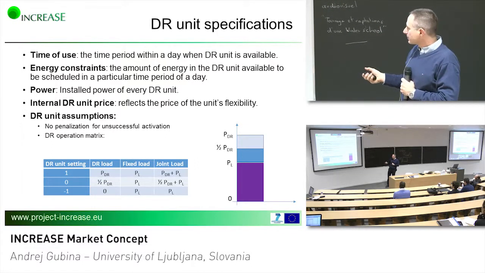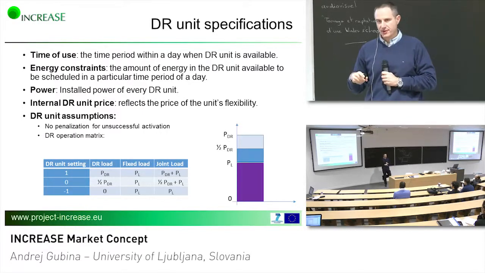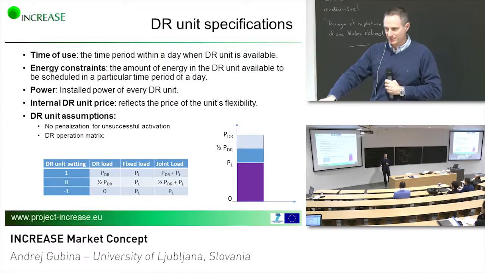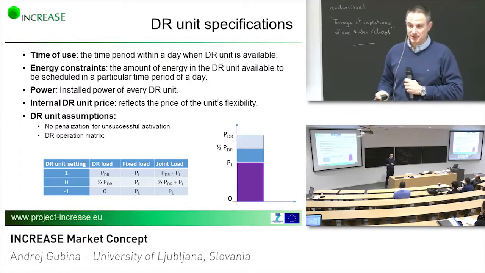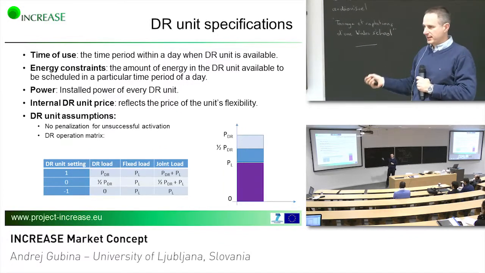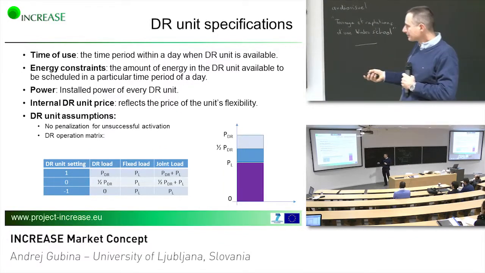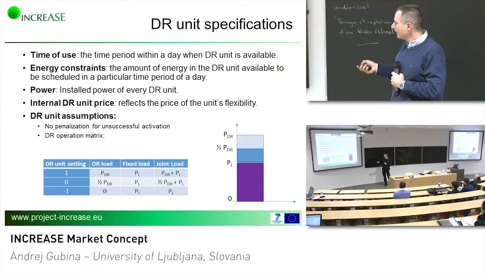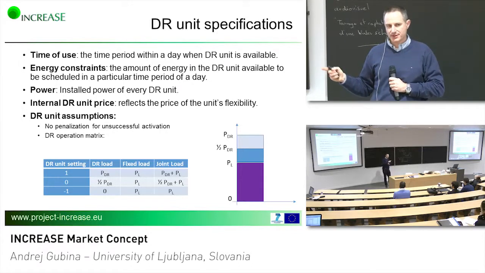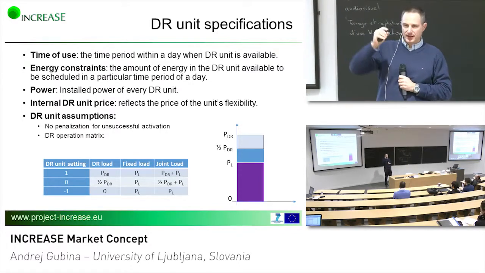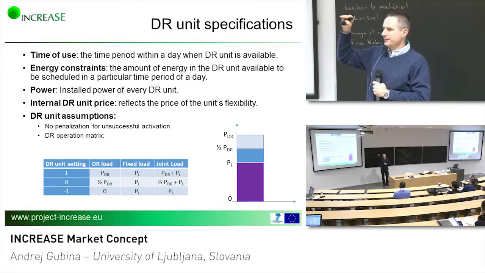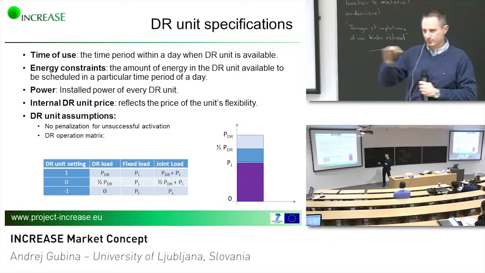And other assumptions: we didn't penalize the aggregator for unsuccessful activation, because when the DSO throws the demand response unit out, it's not activated. So we said, okay, it's not remunerated for that. I'll show this a bit later. And one more thing, we assumed full energy payback. Within 24 hours, whatever energy is reduced for the demand response unit, it will be fed back by the end of the day. So full circle.